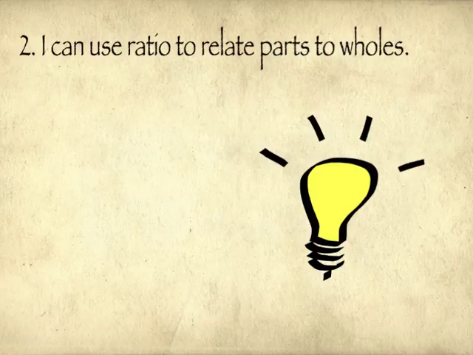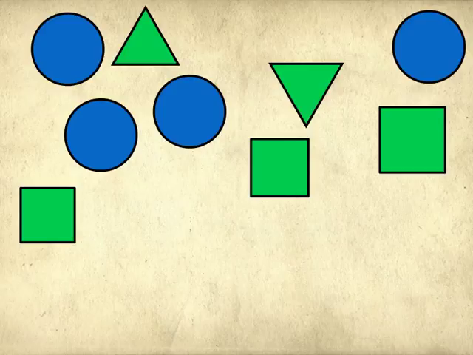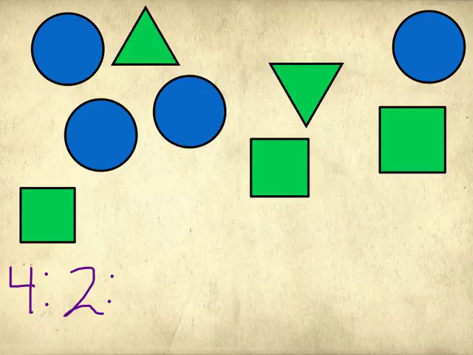Moving on, let's talk about how we can use ratio to relate parts to wholes. So we have here some shapes, and up until now we've mostly been talking about ratio in terms of relating things to each other. So for example, here I would say, how many circles are there? There's 1, 2, 3, 4 circles. And I'm going to relate that to triangles, and I have 1, 2 triangles. And to squares, which would be 1, 2, 3 squares. That's my ratio of circles to triangles to squares.